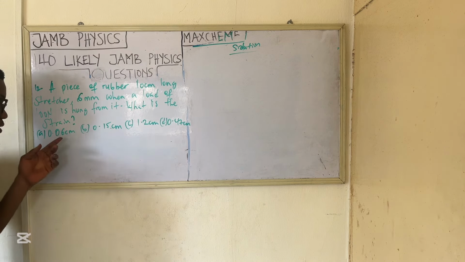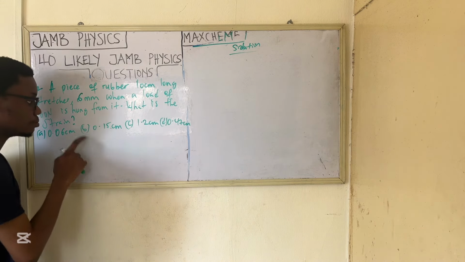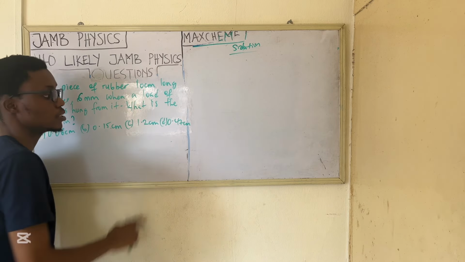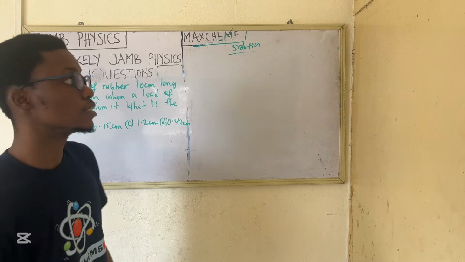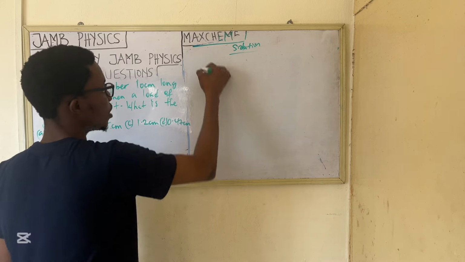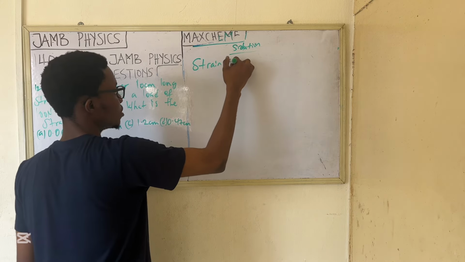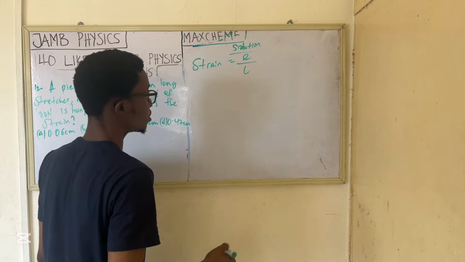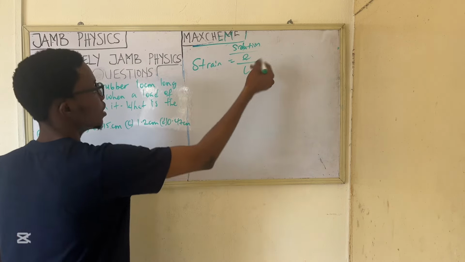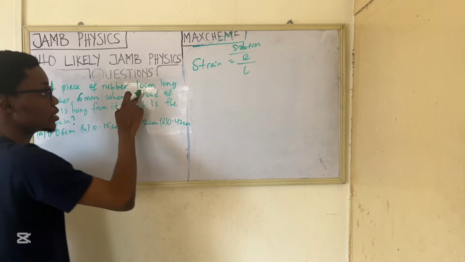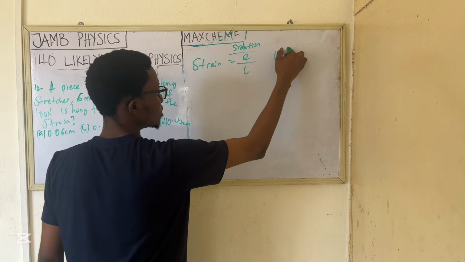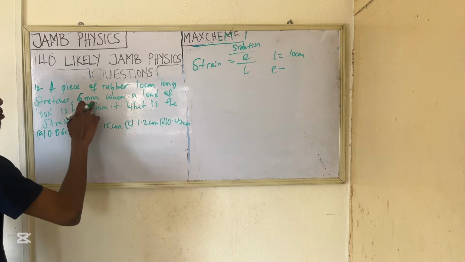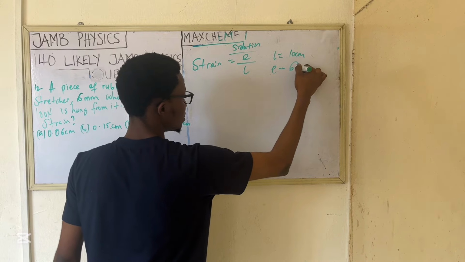A is 0.06 cm, B is 0.15 cm, C 1.2 cm, D is 0.47 cm. So this is what you have to do here. Our tensile strain is what? Extension over original length. So you have to look for our length here. Our length is 10 cm, while the extension, it says stretches 6 mm. So that is the extension.